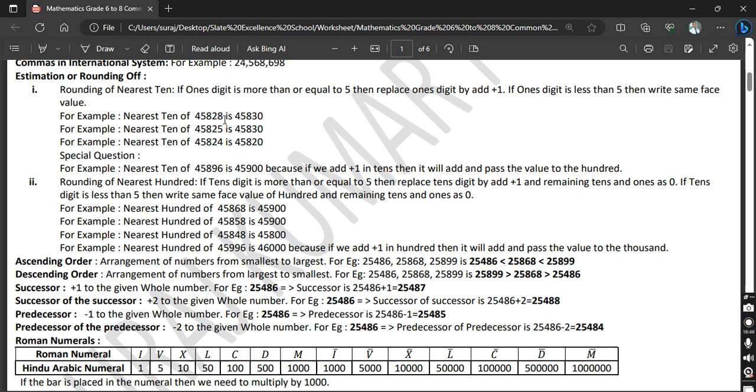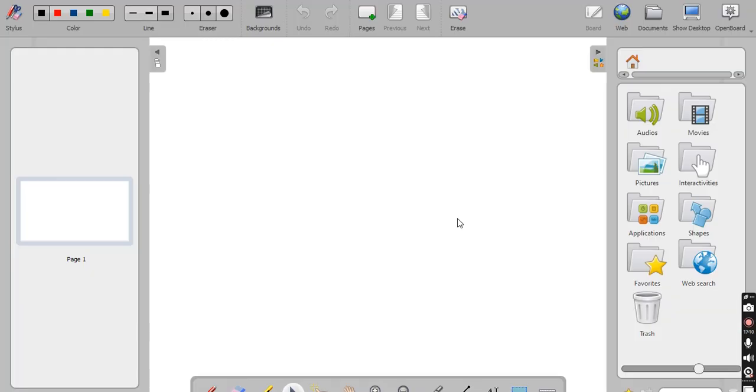If the last digit is greater than 5, then I will add one more, then it will become 30. If the number is 5, equal to 5, then also I will add one here, then it will become 30. If the number is less than 5, then it will stay the same, 20. If you are having confusion, then with the help of an example I can explain it to you. Let me explain with an example.